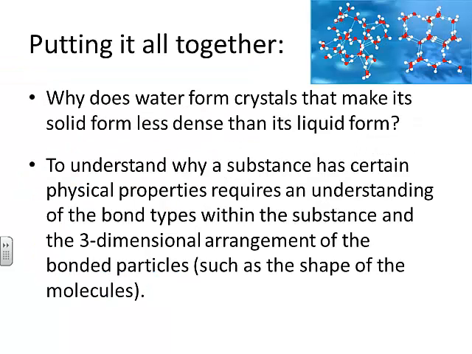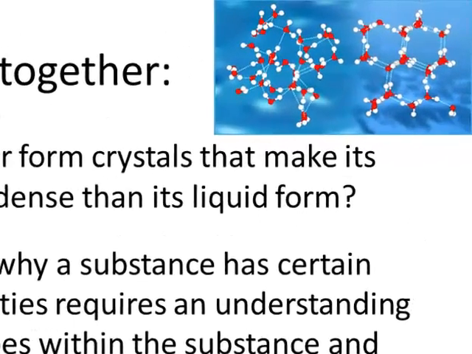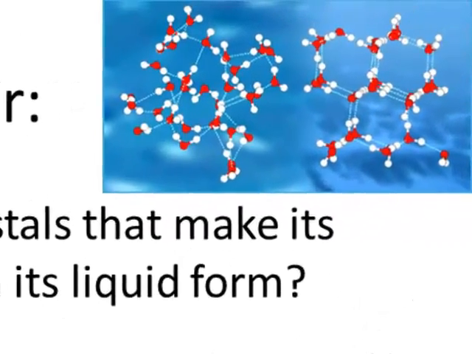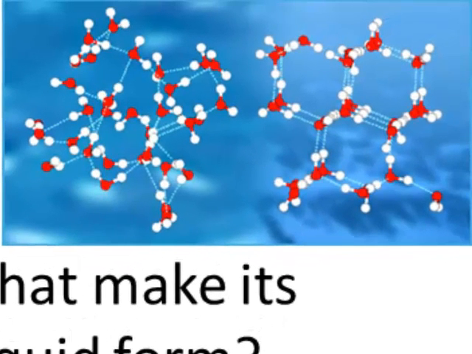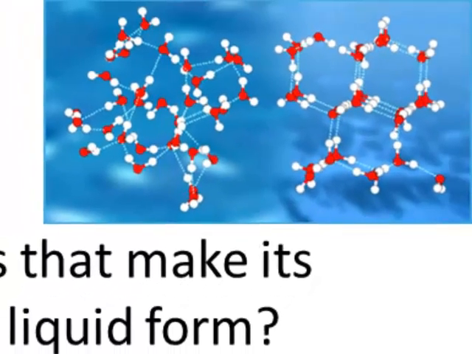shape. Why does water form crystals that make its solid form less dense than its liquid form? We can see that this is the case if we look at this picture in the upper right-hand corner. The liquid form shown on the left has molecules of water more closely spaced due to their disorganization than what we see in the crystalline form of the solid on the right.